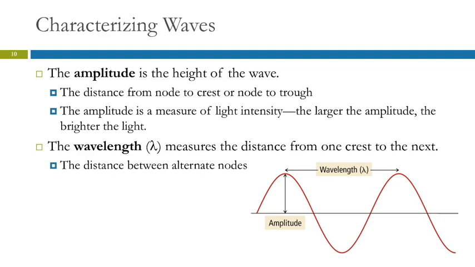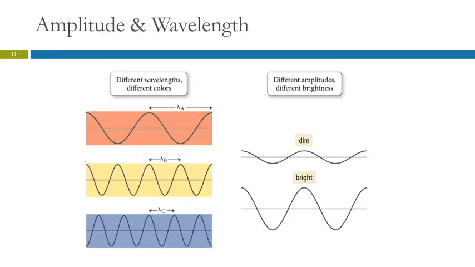We also measure the wavelength, which would be from one crest to the next crest. That's the length of the wave, so we call it the wavelength, and it's got the Greek symbol lambda, which is a little bit like an upside down lowercase y. Different wavelengths we perceive as different colors. Red light has a longer wavelength than yellow light, and blue light has an even shorter wavelength. So the wavelength determines the different colors of visible light.